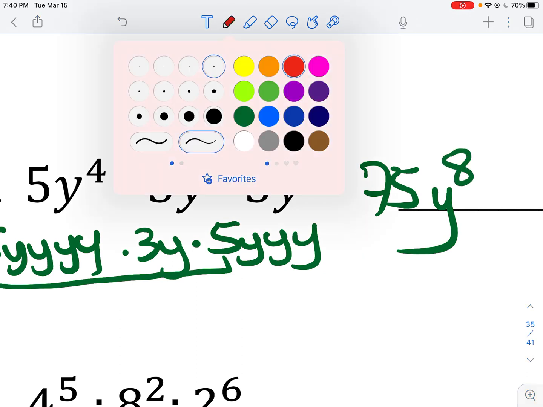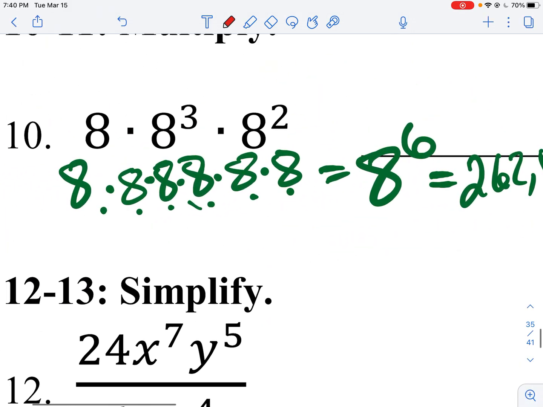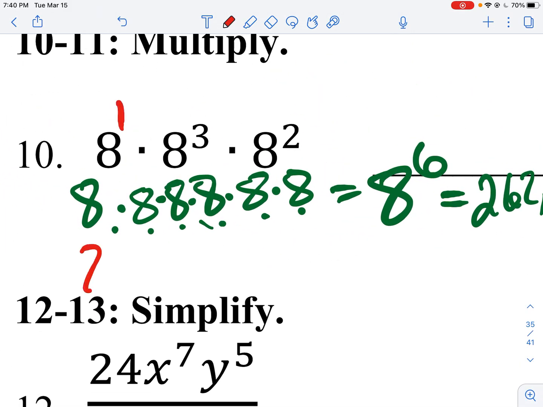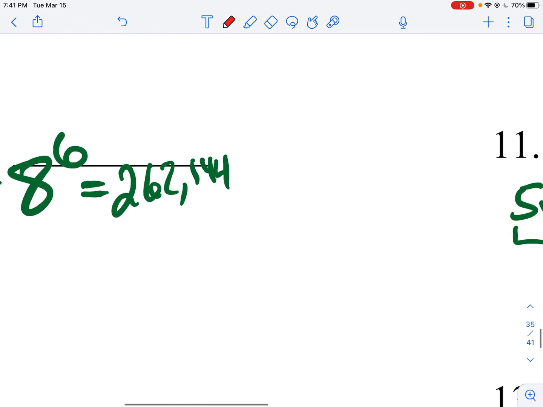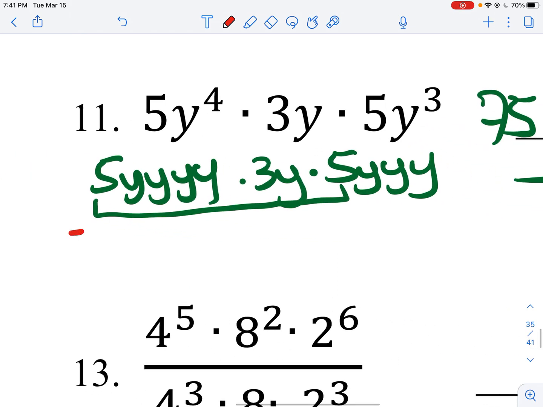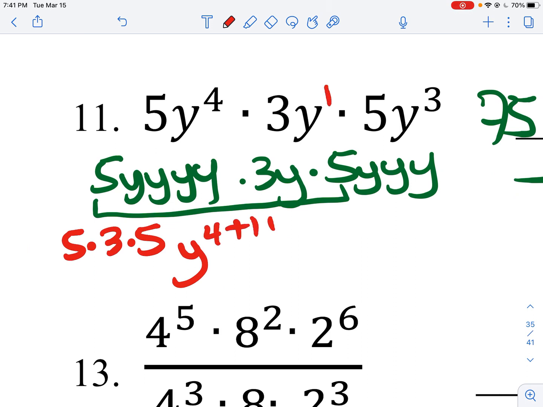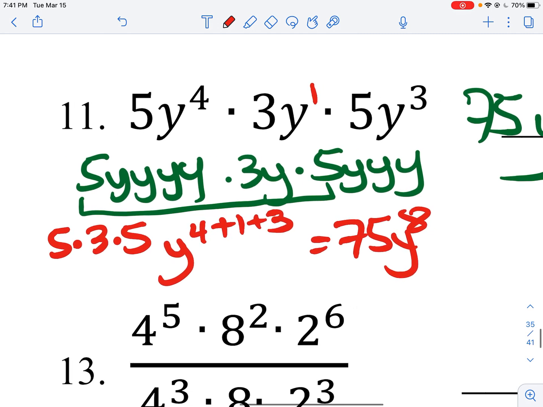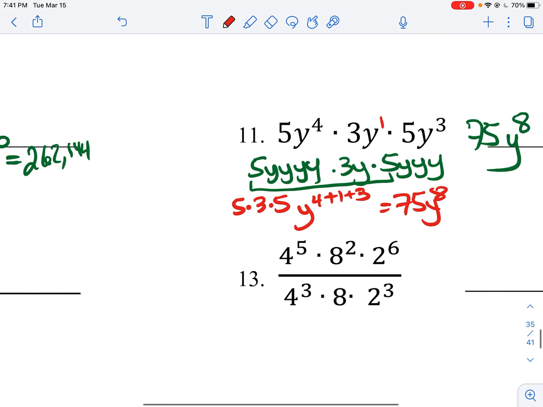I didn't do it on the last 2, but if I came over here, that has a 1 there. If I just did 1 plus 3 plus 2, that would give me 8 to the 6th power. This one, I have 5 times 3 times 5, and then remember that has that, so 4 plus 1 plus 3. So that would have gotten 75 y to the 8th power, whichever way you did it.